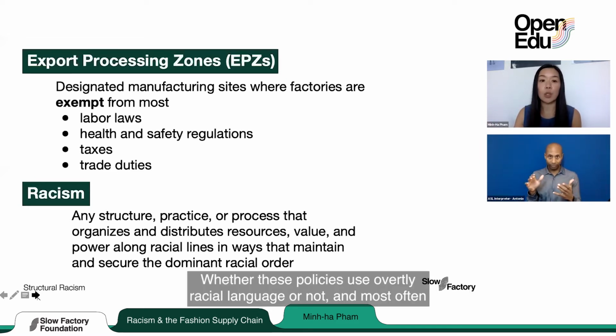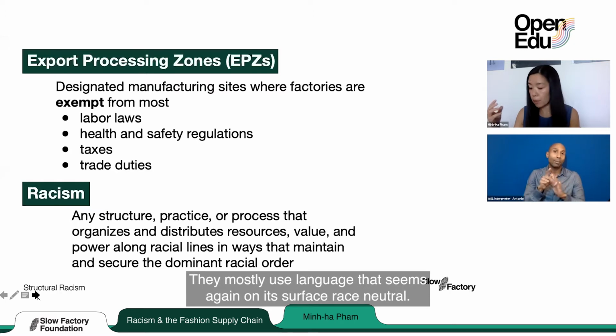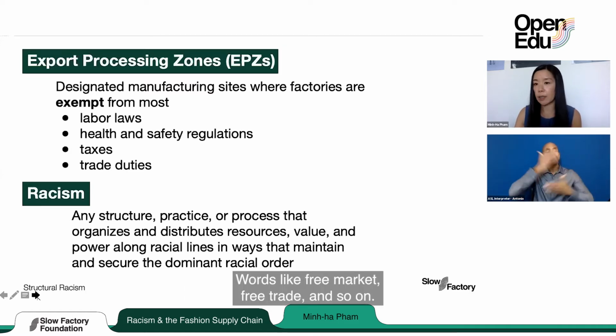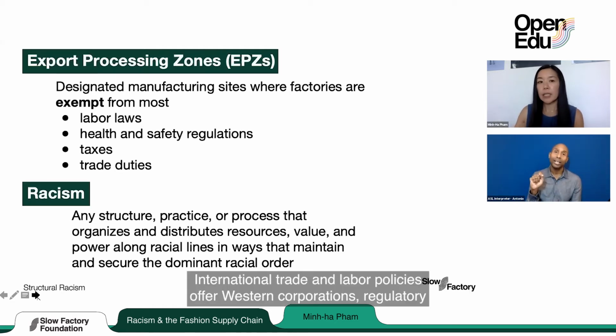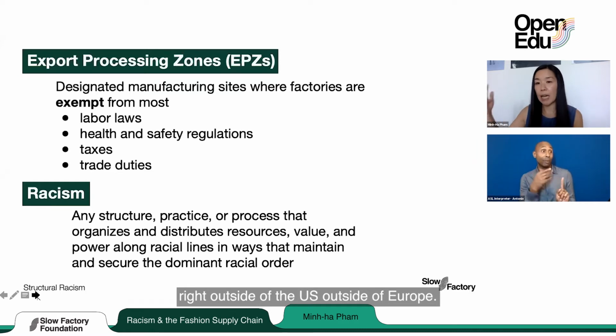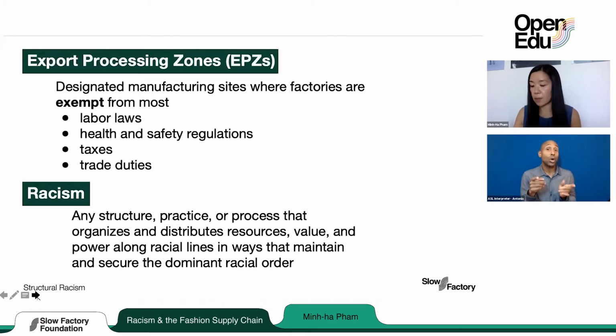Whether these policies use overtly racial language or not, and most oftentimes they didn't use racial language. They mostly use language that seems, again on its surface, race neutral. Words like free market, free trade, and so on. International trade and labor policies offered Western corporations regulatory and economic incentives, like the export processing zones, to move their production, right, outside of the US, outside of Europe. But they also encouraged Western corporations with race and gender-based incentives.